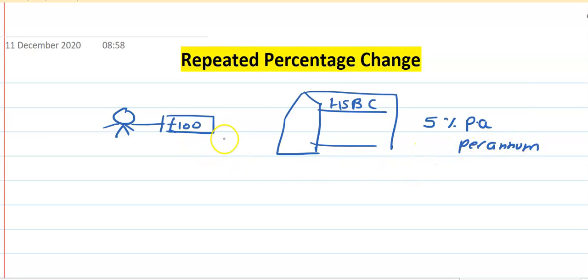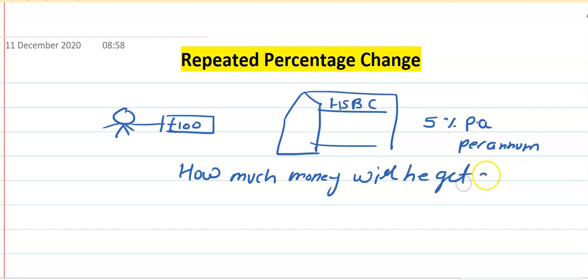So what happened? He deposited and then he forgot. After 2 years, he went and took the money. So how much money will the bank give? How much money will he get after 2 years? This is our question, and this is what we need to learn today.